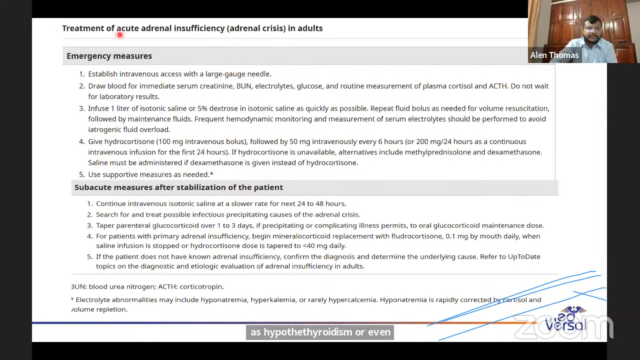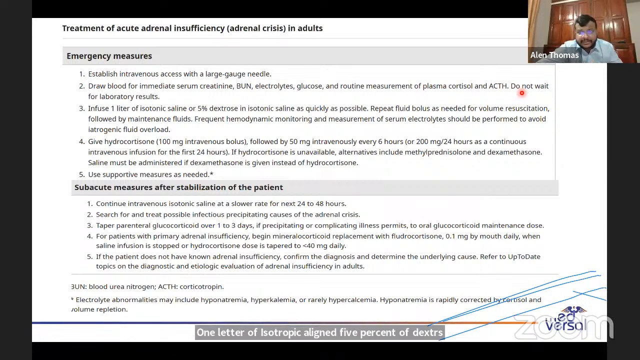Now, what is the treatment? I'm looking at the emergency. Establish IV access. Draw blood immediately for serum creatinine, glucose, electrolytes, cortisol, and ACTH. Again, as it's an emergency, we're talking about only emergency. Do not wait for the laboratory tests. If you're suspecting clinically, proceed with the treatment. Infuse 1 liter of isotonic saline, 5% dextrose, and isotonic saline as quickly as possible.